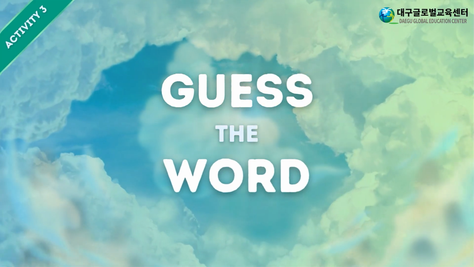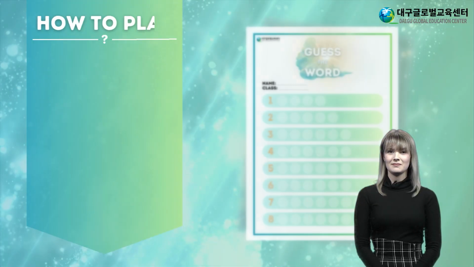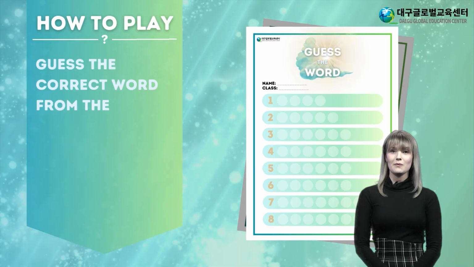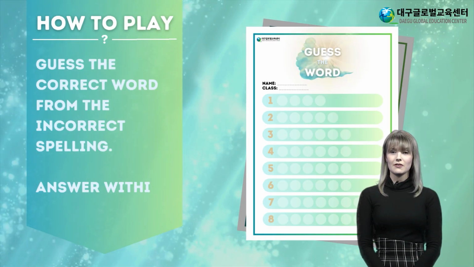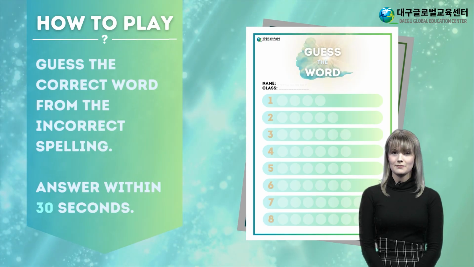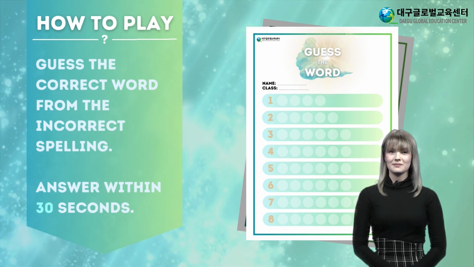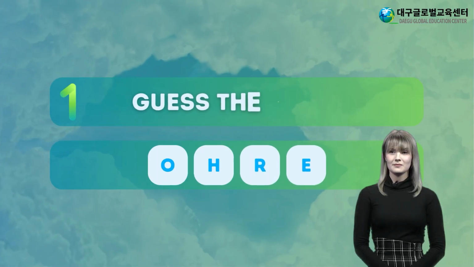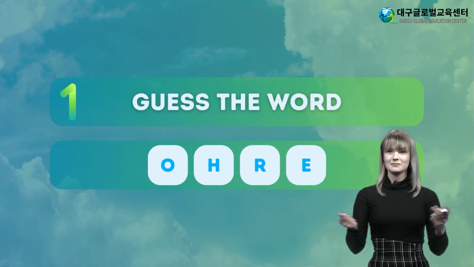So, time for the last activity. Guess the word. In this activity, we will recap the new vocabulary we learned using this worksheet. You must guess the correct word from the incorrect spelling within 30 seconds. Ready? Let's start. Question 1. Guess the word.